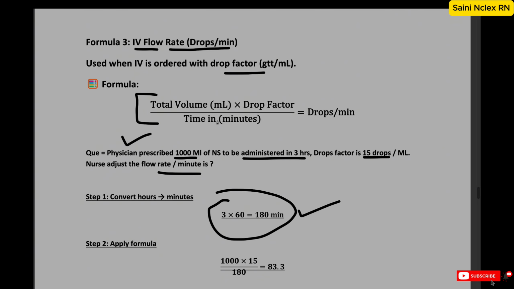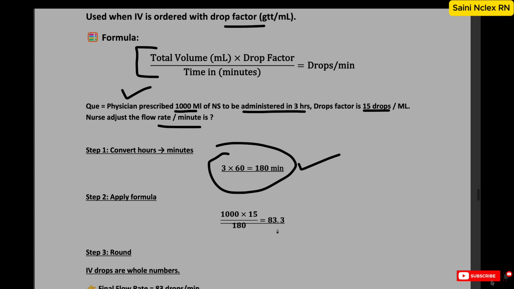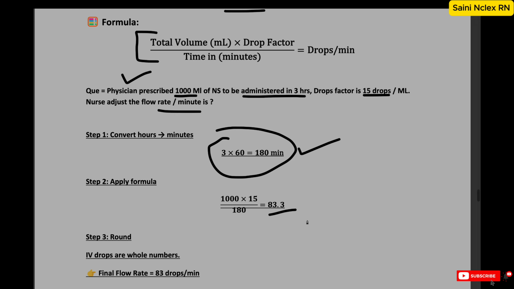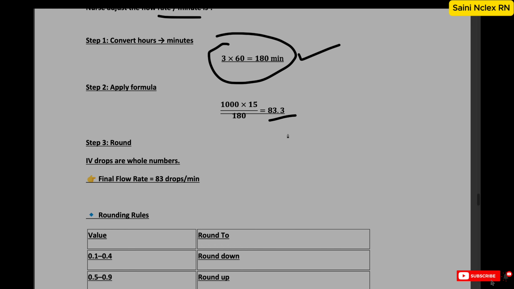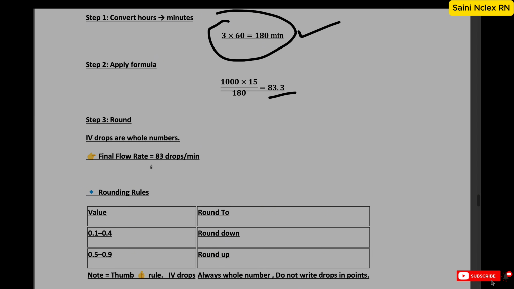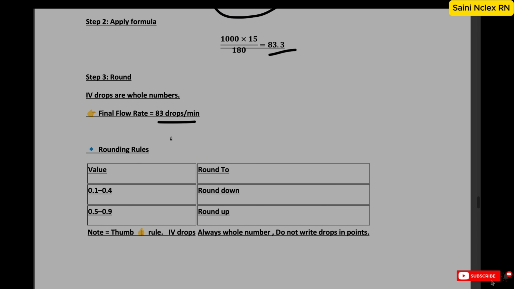So total volume in ml we do have 1000 ml, and our drop factor is 15 drops per ml, divided by 180 minutes. If you break these numbers down, your answer will be 83.3 drops per minute. Okay, and everyone knows that we can't just write drops in points, so the final flow rate is a whole number: 83 drops per minute.